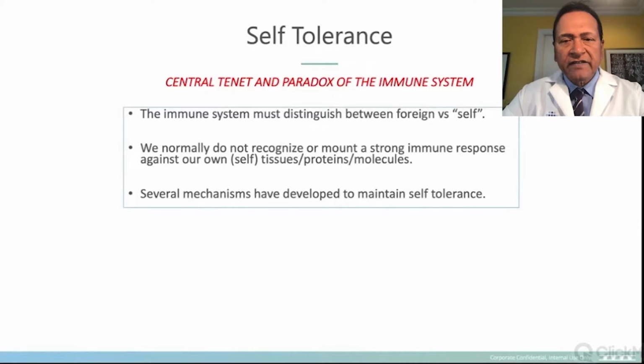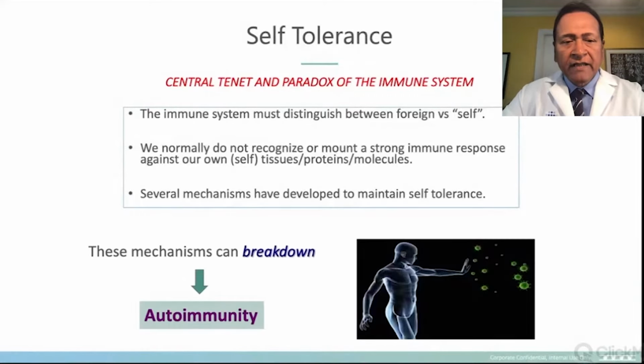So normally, of course, we do not recognize or mount a strong immune response to our own self-tissues, and that's a process called self-tolerance. There are several mechanisms that have been developed to maintain self-tolerance, but the full understanding of self-tolerance remains to be elucidated. Nonetheless, when these mechanisms break down, and they can break down, that leads us towards autoimmunity.